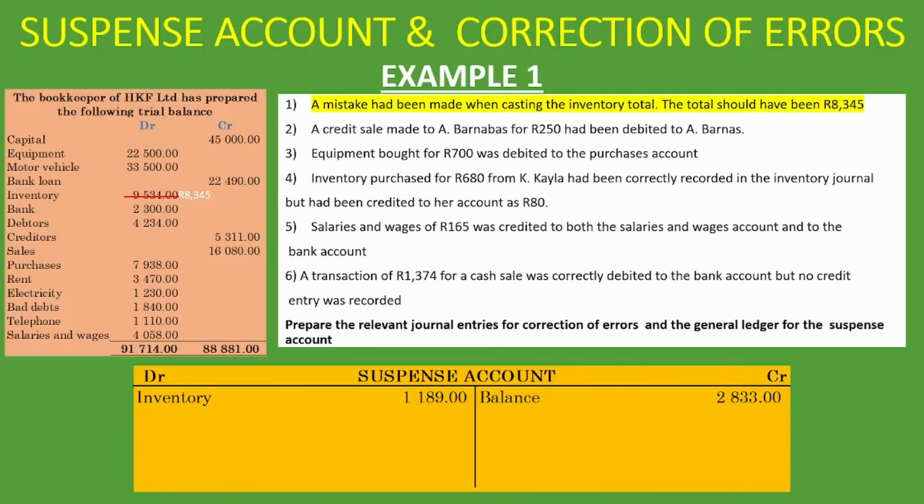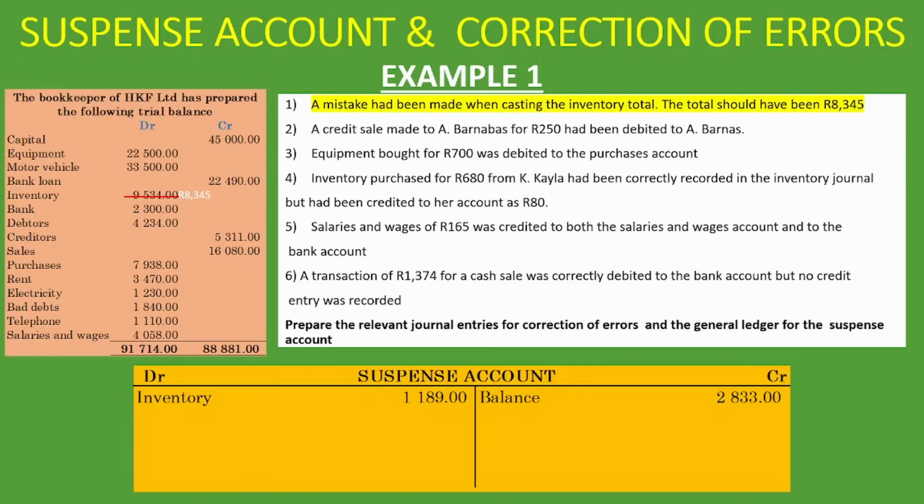A credit sale made to A Barnabas for 250 Rand had been debited to A Barnabas. So we're assuming both of them are our debtors because we sell to them on credit. We made a credit sale to A Barnabas for 250 Rand, but we debited it to the wrong debtor, A Barnabas. Now, does this affect our suspense account?